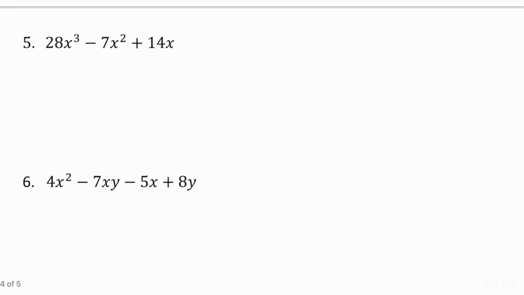We are going to try 2 more problems. Take a look at question number 5. 28x cubed minus 7x squared plus 14x. Are they all divisible by the same number? The answer is yes. They're all divisible by 7. Do they all have the same variables in common? Yes, they all have x. The first term has x cubed, then x squared, then x to the 1. So that means I can take out at most 1x. So my GCF is 7x.